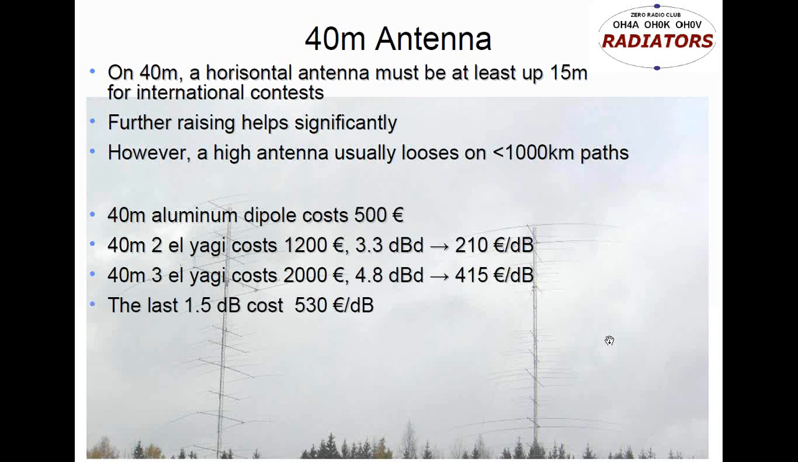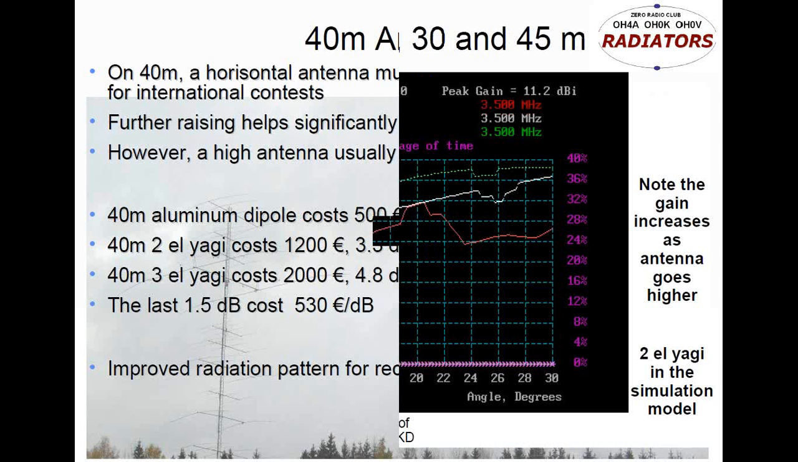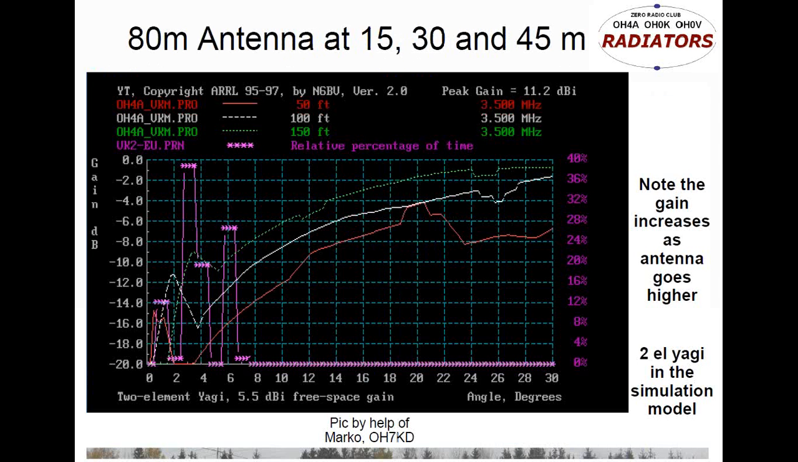And now the 40-meter antenna cost is going to show. If you are investing in a 2-element Yagi on 40, which I have selected, you would be paying about 200 or 250 euros a decibel. And if you improve your antenna to a 3-element, you are going to be paying for the last decibel or decibel and a half something like 500 euros per decibel, which is a lot of money. But there's of course this improved radiation pattern for receiving, which is difficult to calculate. But if you want to have a 3-element, you do that. And the motivation for that would be the receiving radiation pattern.